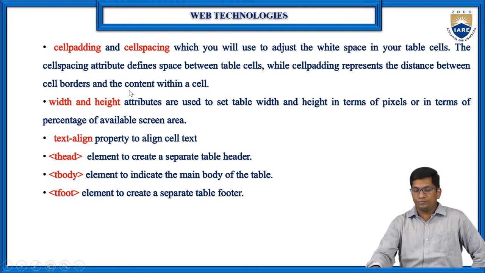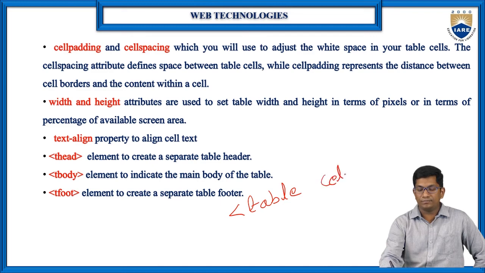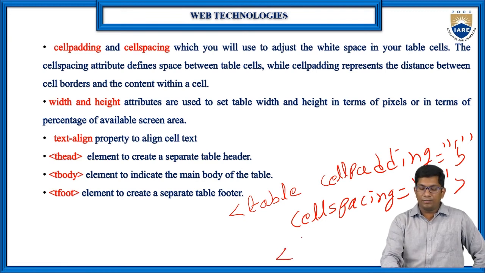So how to write the table? You have to write the element table, space, the attribute name cell padding, and assign here 1 or 5, and cellspacing is equal to 5, right? And end with the table tag, right?